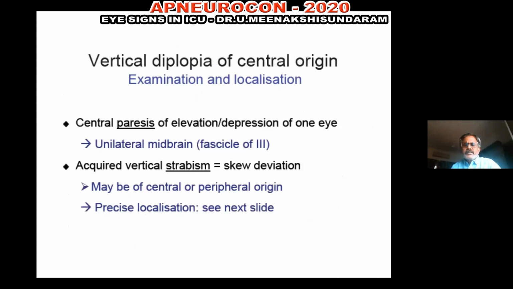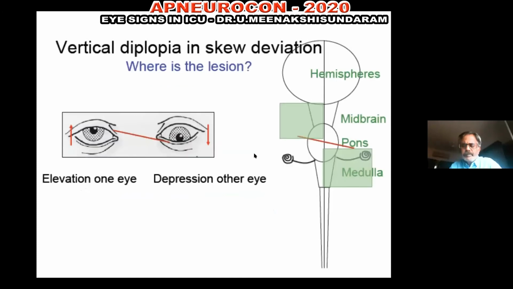Now, vertical diplopia of central origin. There is a central paresis of elevation or depression of one eye, as can happen when a fascicle of the third nerve gets involved in a midbrain lesion. Then it is a central paresis. But you can also get an acquired vertical strabismus, which is skewed. This is non-paralytic. The first is paralytic, and the second one is non-paralytic.